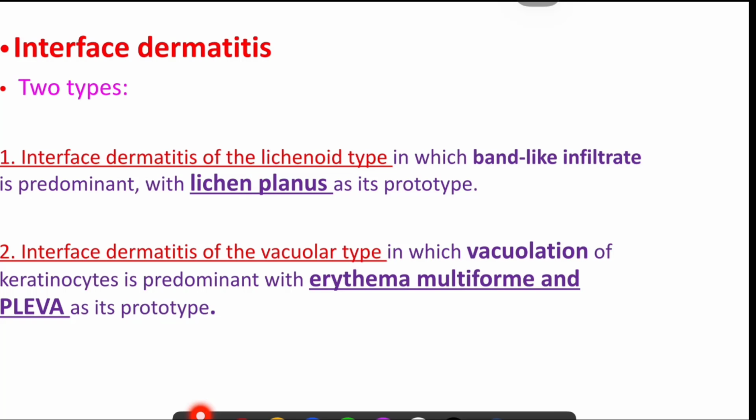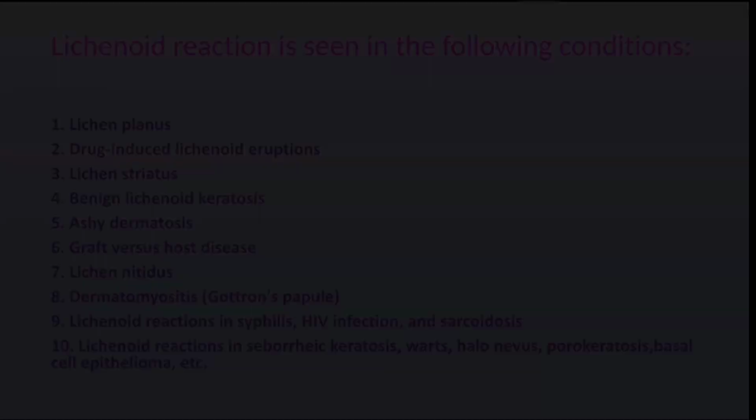Now, interface dermatitis is of 2 types. One is interface dermatitis of lichenoid type, in which the band-like infiltrate is prominent, and lichen planus is the prototype. And second is the vacuolar type, meaning vacuolization of keratinocytes at the dermo-epidermal junction, and erythema multiforme and PLEVA are its prototypes.